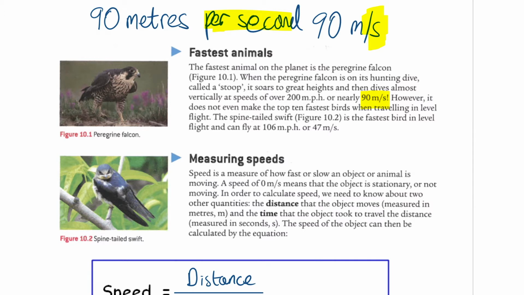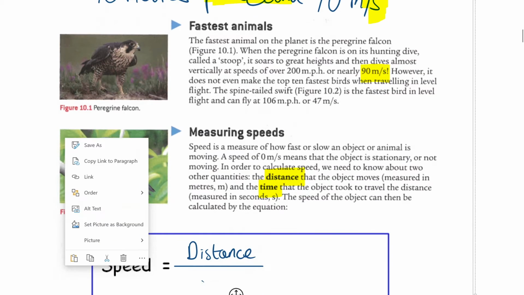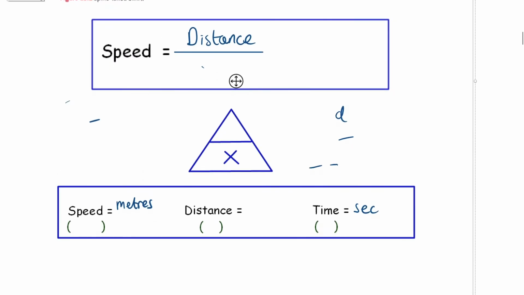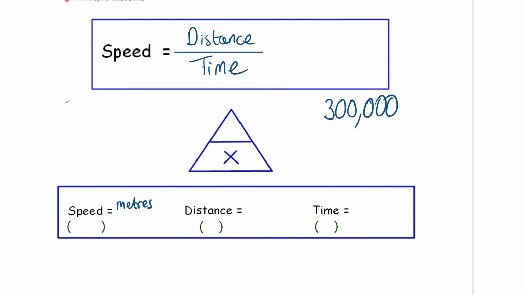Now, on the bottom paragraph, there's a bit more information on how to calculate speed. The important thing is remembering you need to know the distance and you need to know the time. So when calculating the speed of an object, you've got to know the distance travelled and divide by the time taken to travel that distance. The fastest thing we can measure in terms of speed is the speed of light. Nothing travels faster.